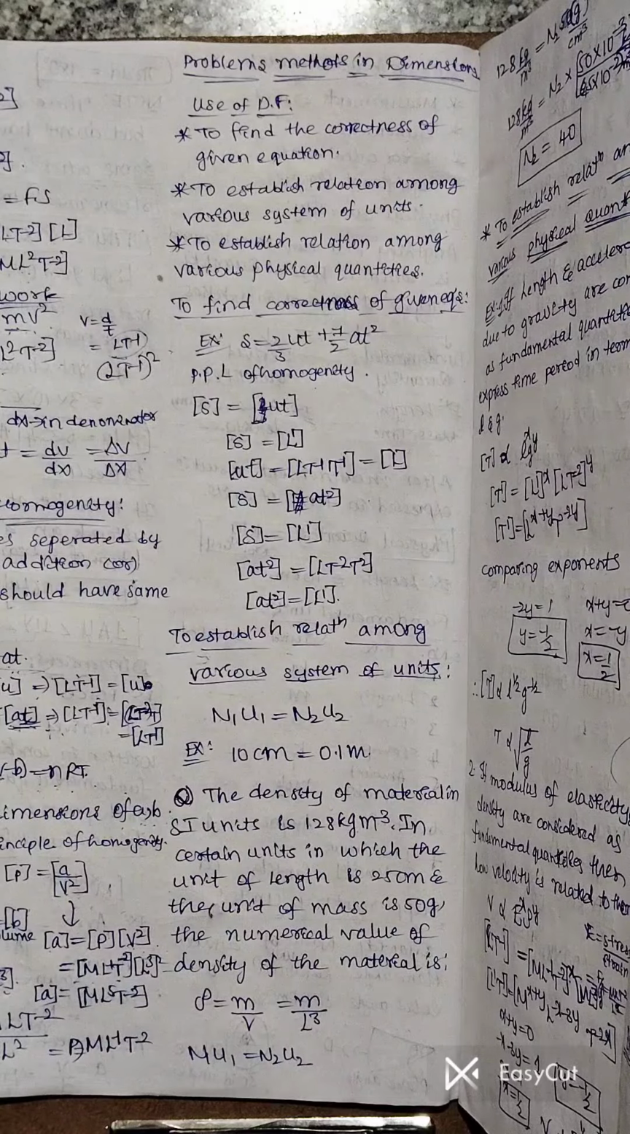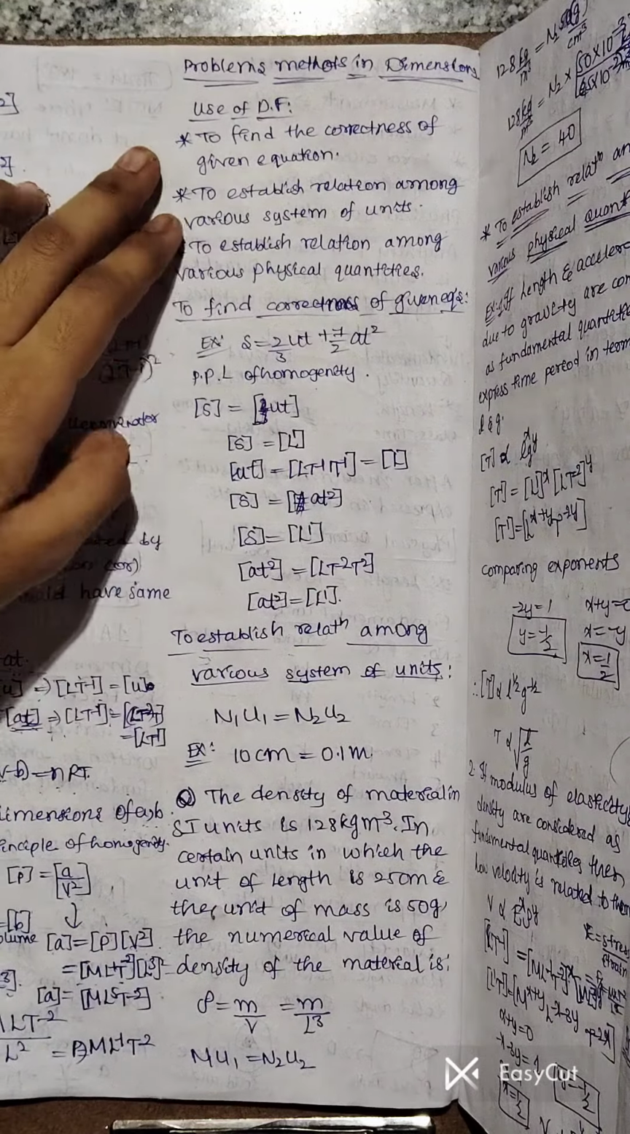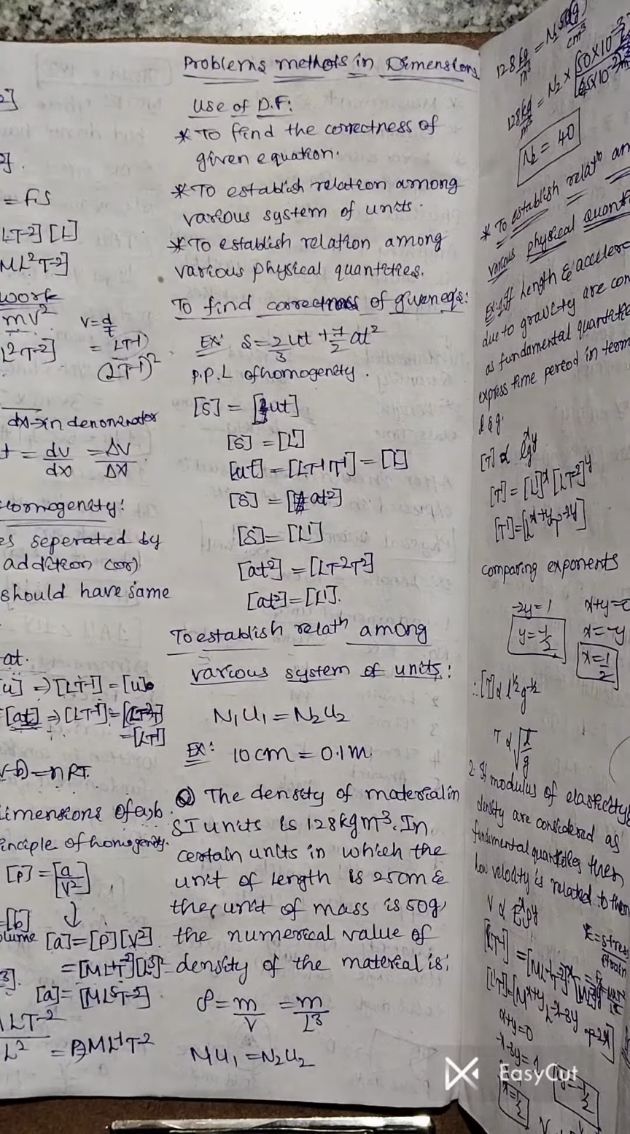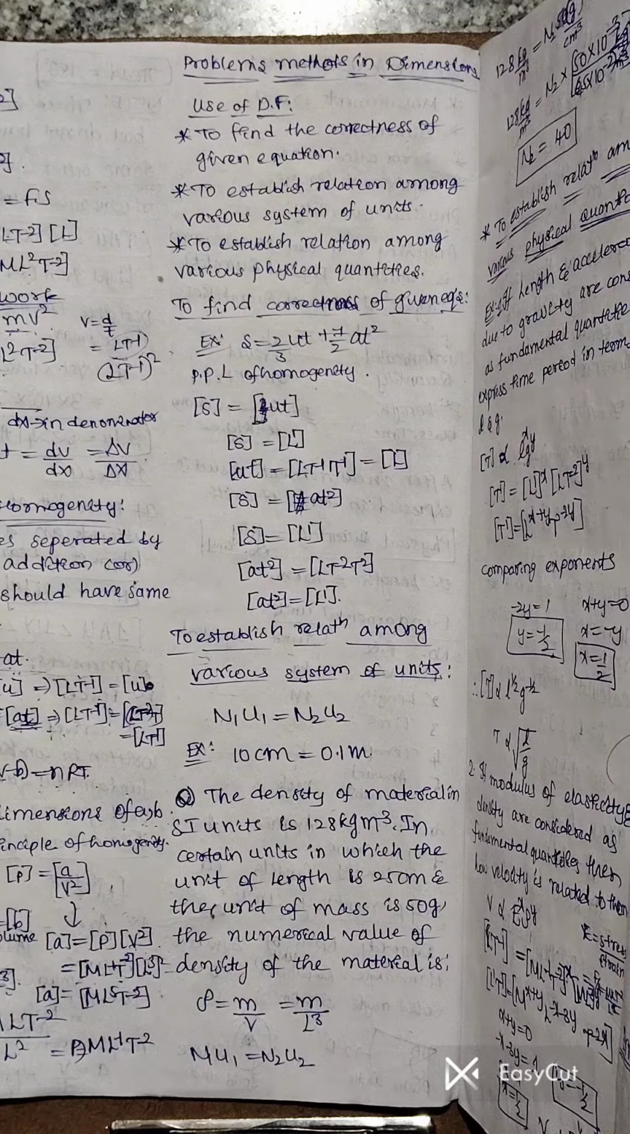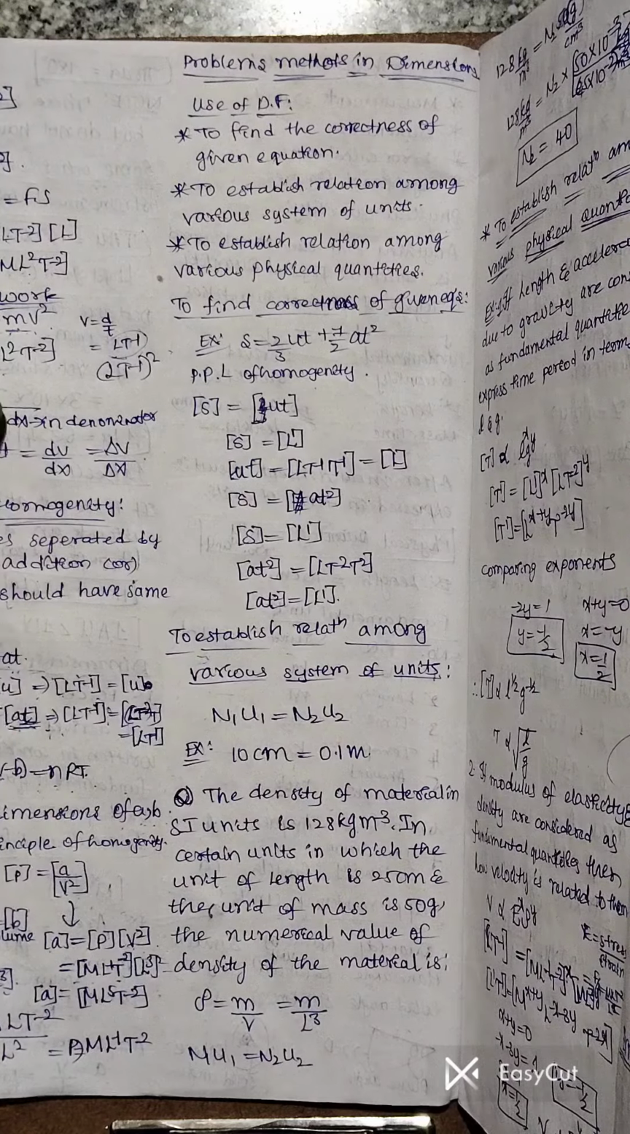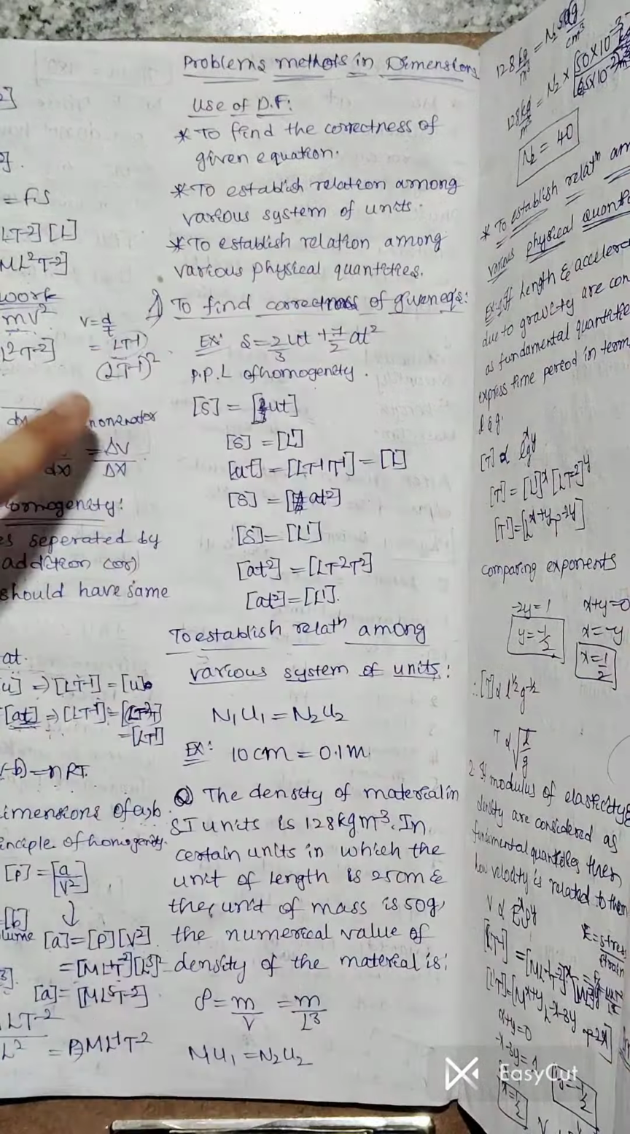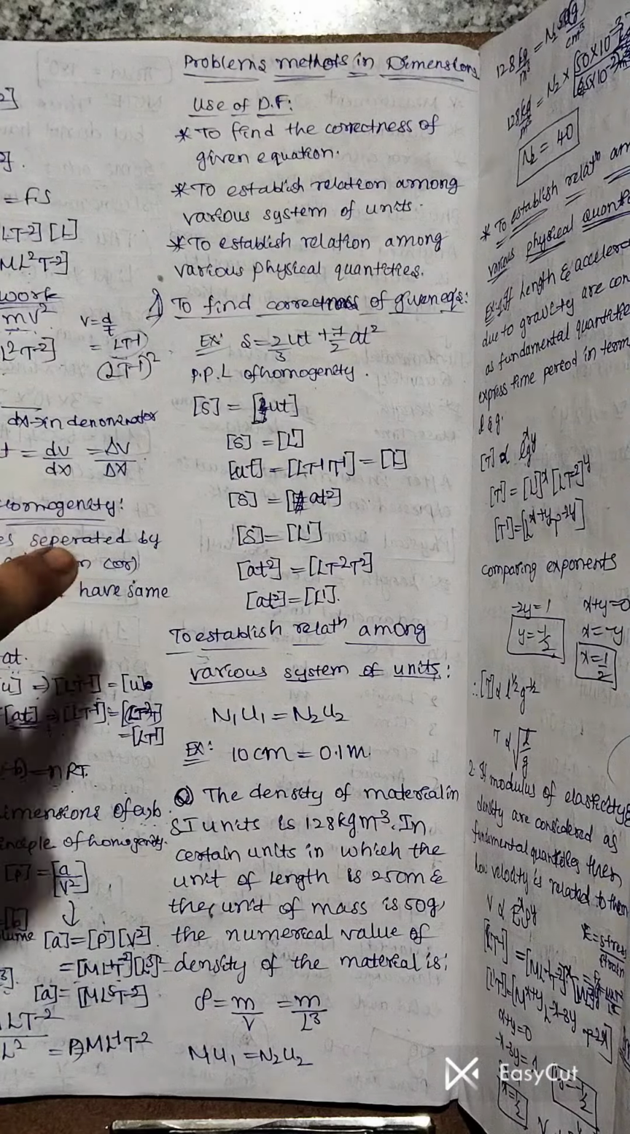And now coming to uses of dimensional formula. There were three major uses of this dimensional formula. First one is it is used to find the correctness of a given equation, and secondly to establish relation among various system of units, and thirdly it is used to establish relation among various physical quantities. Let us go through the first one, that is to find the correctness of a given equation.